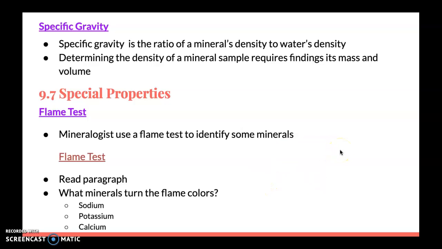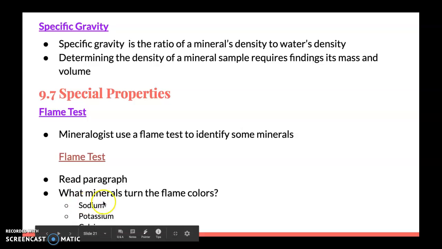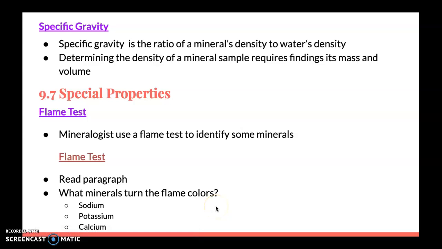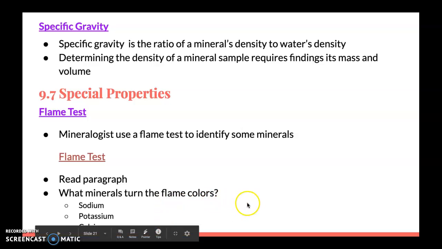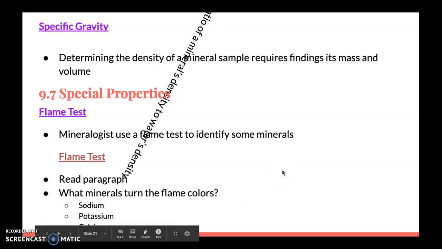9.7 touched on special properties, and we have the flame test, which mineralogists use to identify some minerals. This YouTube video on the flame test is really good. It shows you what they're looking for and which minerals burn different ways. So definitely check that out. We read a paragraph under that section too, and then which minerals turn the flame colors: sodium, potassium, and calcium. Those are going to show you those three colors.